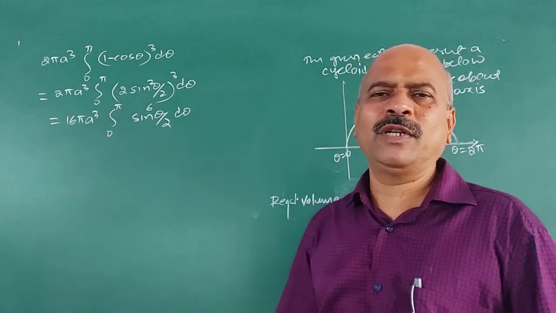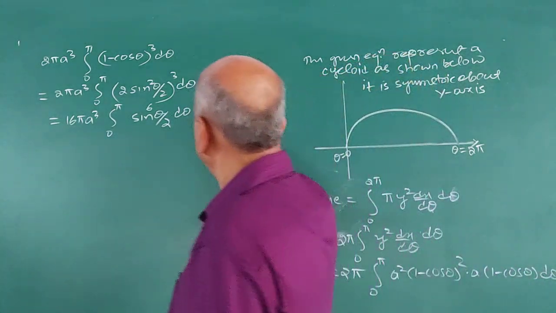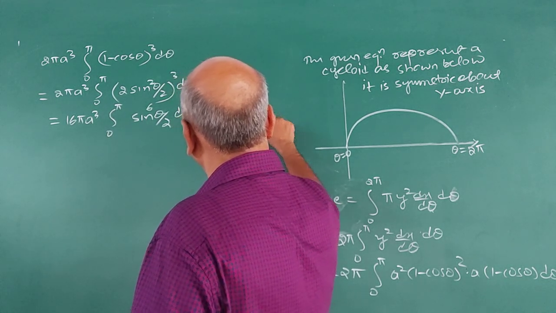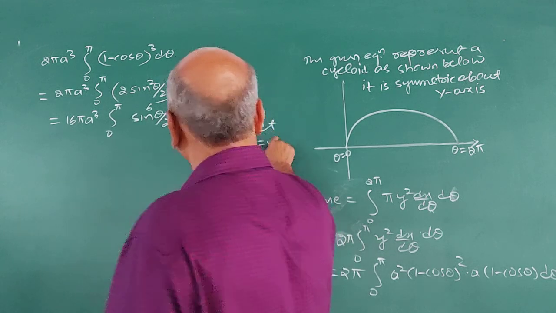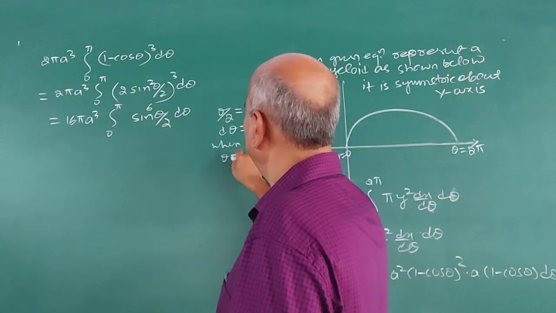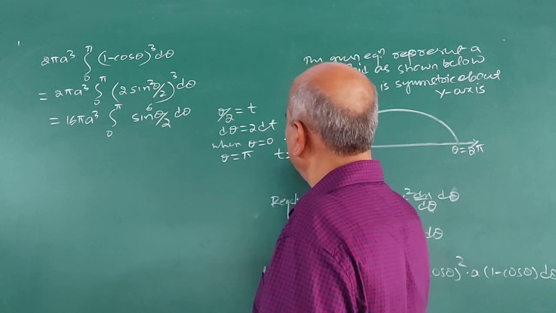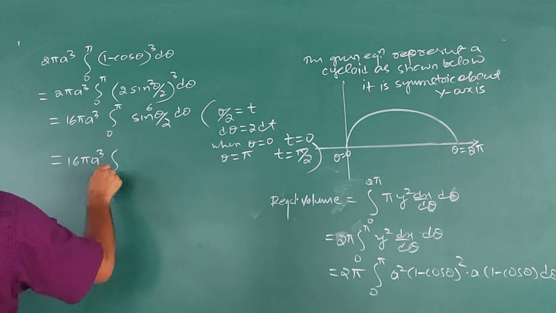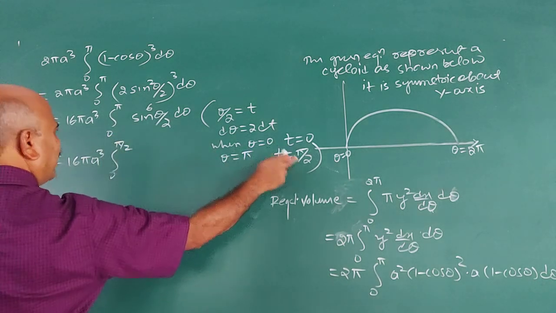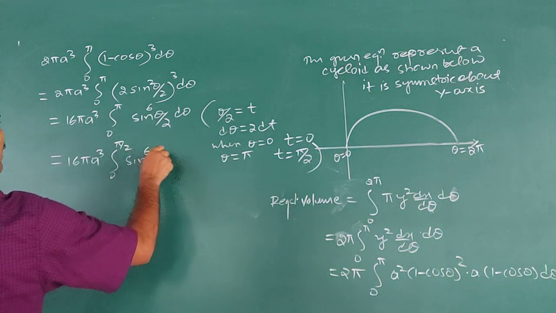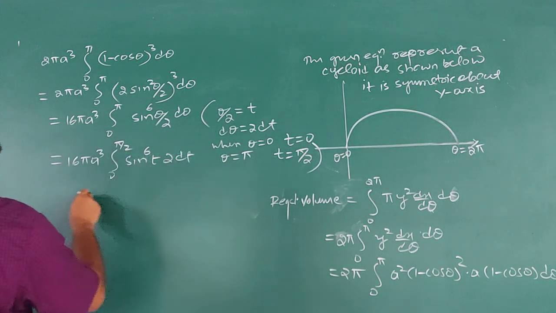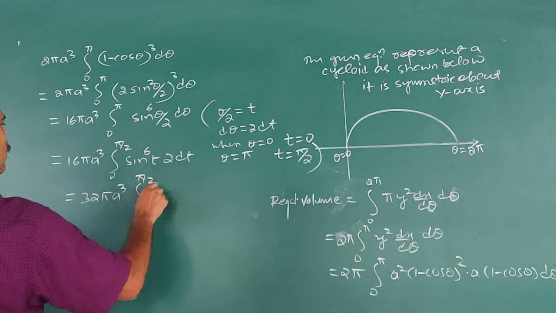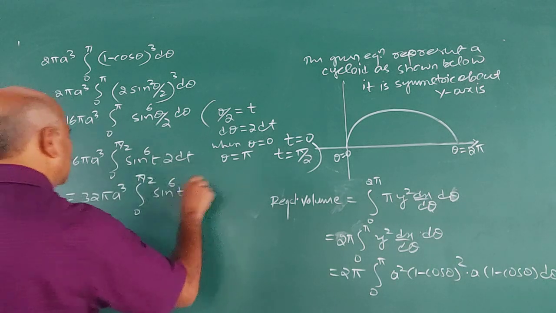Now how to evaluate this definite integral? For that, substitution. Take theta by 2 is t. Therefore d theta is 2 dt. Limit changes. When theta is 0, new limit is 0. When theta is pi, corresponding new limit is pi by 2. So this is about substitution. 16 pi a cube 0 to pi by 2, new limit becomes 0 to pi by 2. Sin t raised to 6, d theta is 2 dt. Therefore 32 pi a cube 0 to pi by 2 sin t raised to 6 dt.